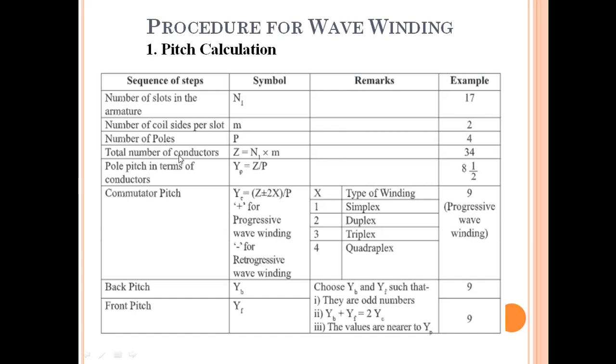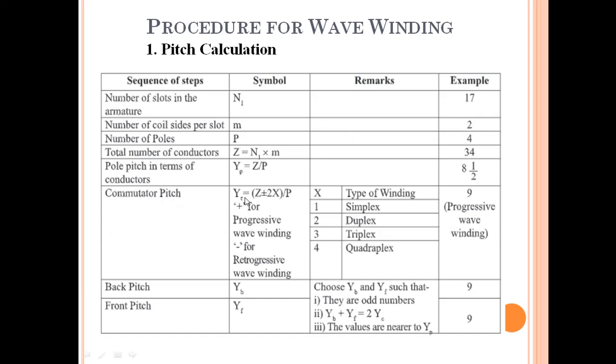Let us calculate the total number of conductors: z equals number of slots into coil sides, so 17 into 2 is 34. Next is the pole pitch in terms of conductors: yp equals z by p, that is 34 divided by 4, which gives 8.5. Do not round it off here. In wave winding, do not round off the pole pitch; let it be 8.5. Clear?